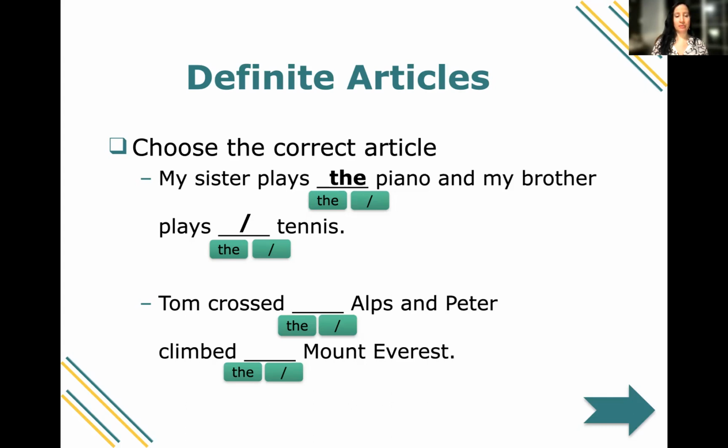Let's do the next one. Tom crossed the Alps and Peter climbed the Mount Everest. Or is it Tom crossed Alps and Peter climbed Mount Everest? Not sure that sounds correct. What do you think the correct articles are? Remember, these are definite. Tom crossed the Alps and Peter climbed Mount Everest. How did you do?